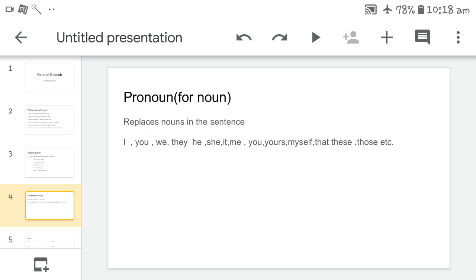Like I, you, we, they, he, she, it, me, yours, myself, themselves, this, that, these, those, etc. So we have all these as pronouns. We'll see all these in detail in the following classes. Right now, I'm just giving you an introduction to what the parts of speech are.